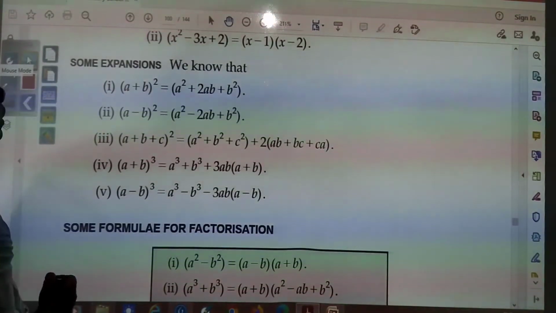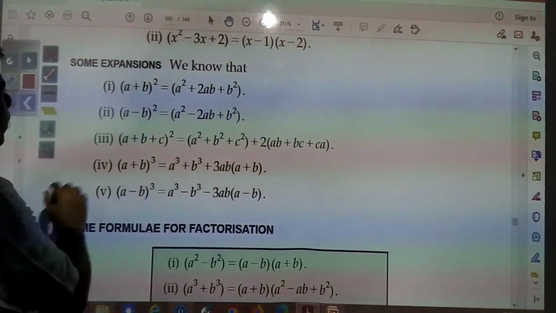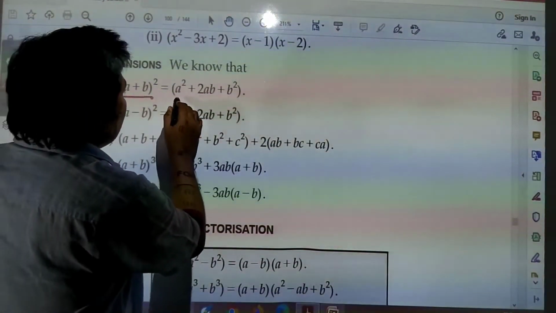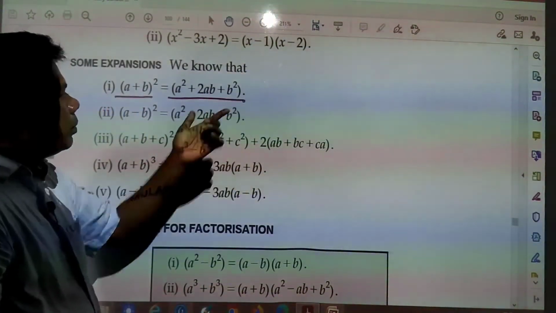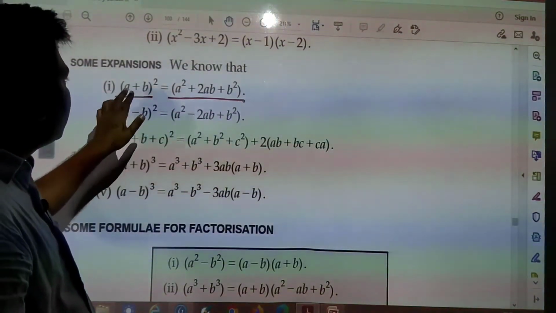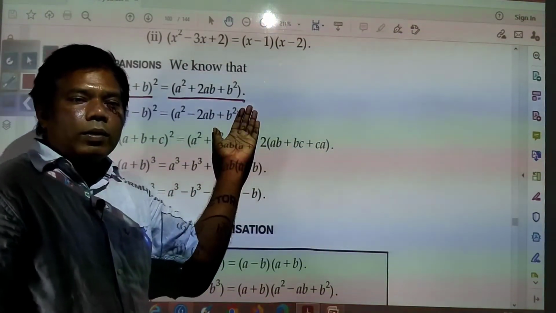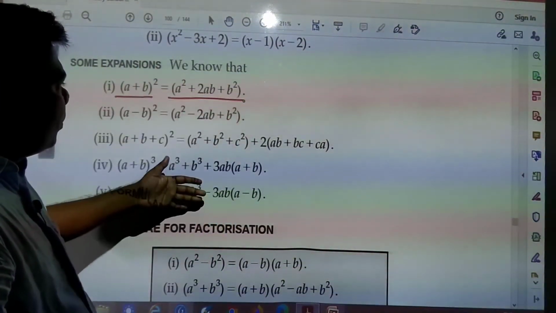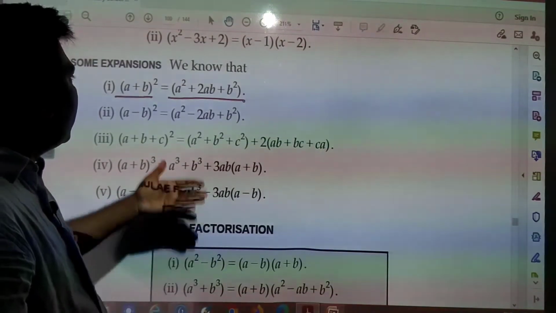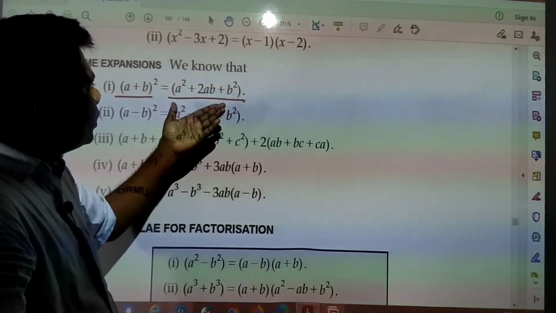Some expansions, we know that these expansions you have already learnt before. So (a + b)² is equal to a² + 2ab + b². In other form also you can remember this, or you might have remembered (x + y)² is equal to x² + 2xy + y². In that form also you might have remembered. So any way you write it, it is the same formula: (a + b)² is equal to a² + 2ab + b².